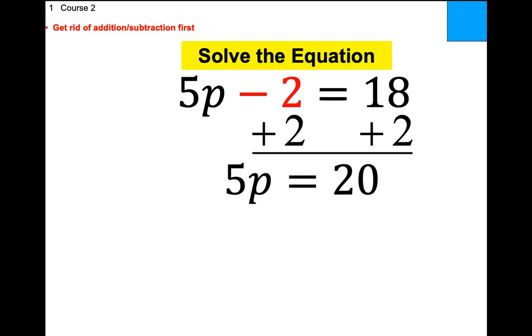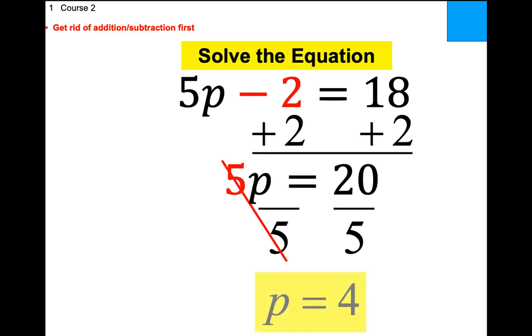Now we get rid of the 5. The 5 is attached to P by multiplication. We get rid of multiplication by dividing both sides by the number we're trying to get rid of, not 20. Trying to get rid of 5. 5 divided by 5 cancels. Technically, it turns into 1. 1 times P is P, so P equals 4. Yes? Those are the easy ones, right?